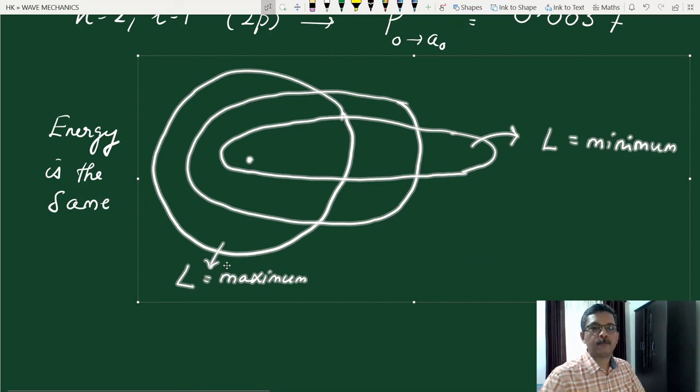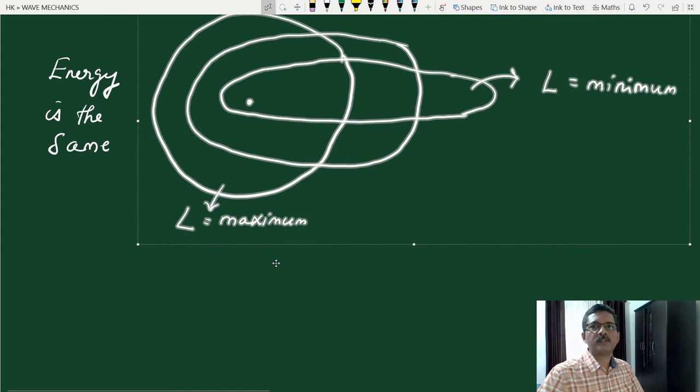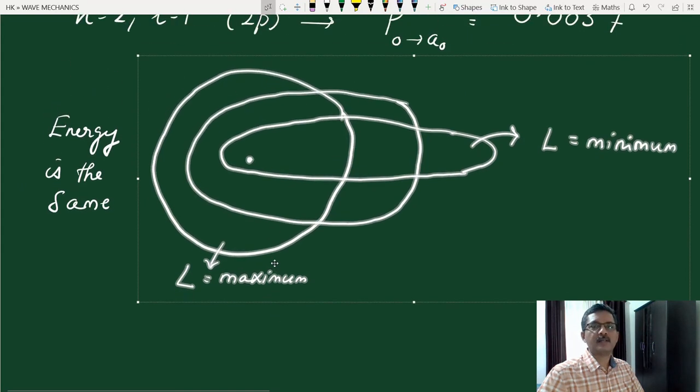For a nearly circular orbit of a fixed radius, angular momentum is maximum. For a highly flattened ellipse, angular momentum is minimum for the same energy. Now the electrons orbiting around the nucleus in the hydrogen atom share the same feature. For the same energy, that means for the same principal quantum number, different angular momentum states are available.